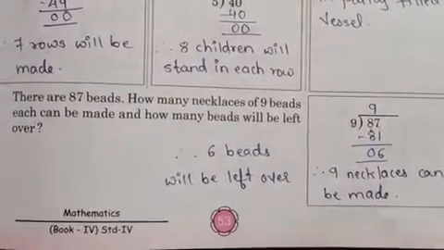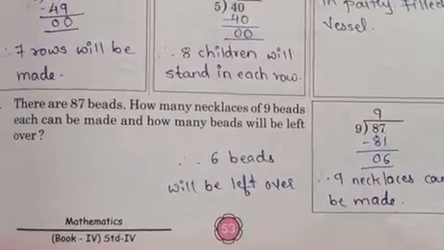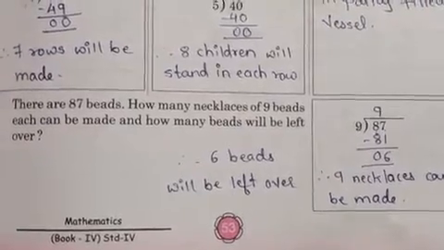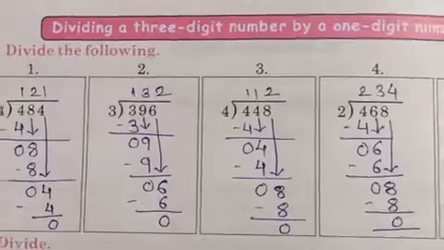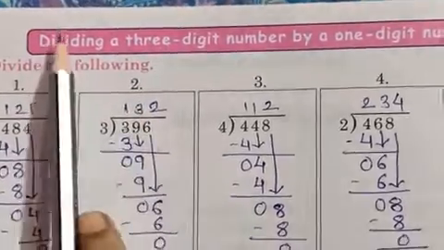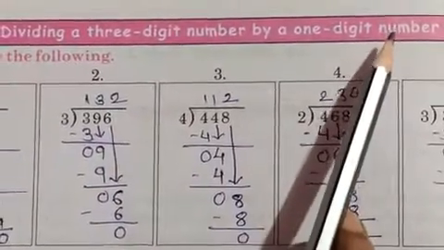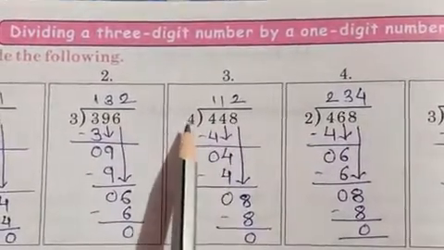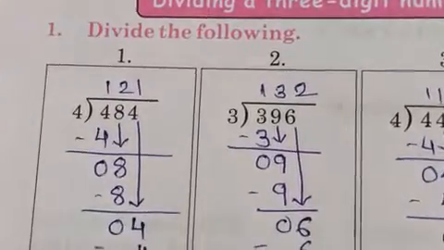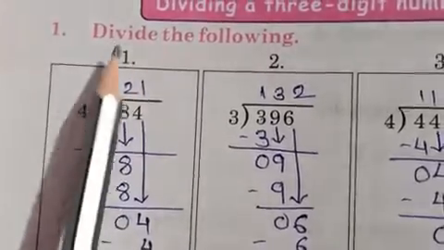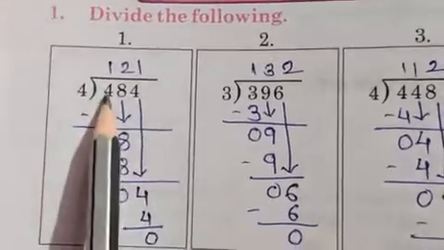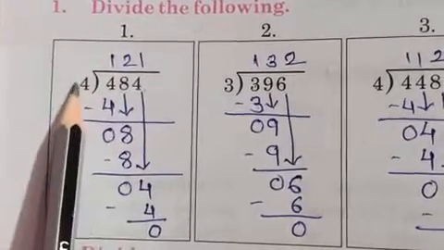Okay, now you will turn to page number 54. In this, the question is dividing a 3-digit number by a 1-digit number. This is a 3-digit number and you are dividing it by a 1-digit number. So students, on page number 54, question number 1 is divide the following. In that, the first one is 484, the dividend, and the divisor is 4.